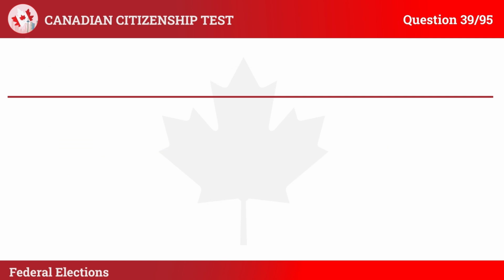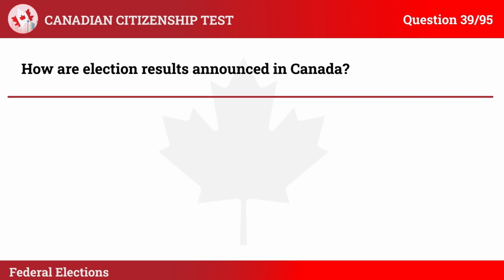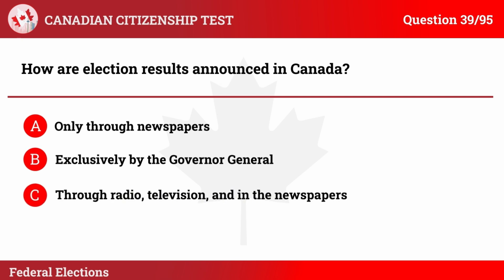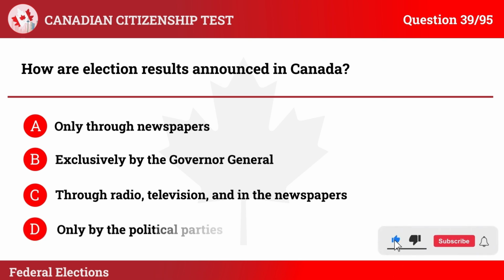Question 39. How are election results announced in Canada? A. Only through newspapers. B. Exclusively by the Governor-General. C. Through radio, television, and in the newspapers. D. Only by the political parties.